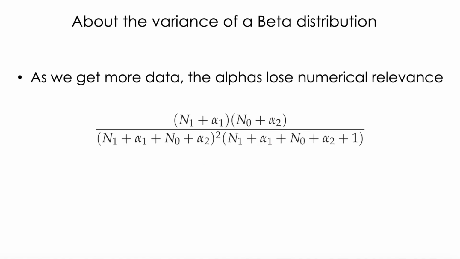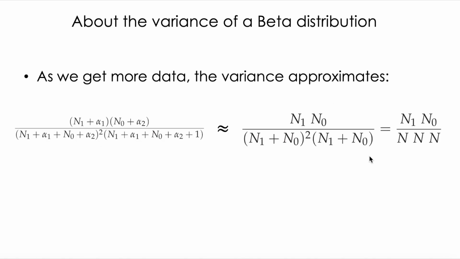So let's say that we start flipping the coin many and many times. We will end up with n's that are way bigger than the initial hyperparameters alphas, meaning that they will govern the final result and the alphas will start losing numerical relevance compared to the n's. So we will end up in something like this, like what we have here. And this is kind of like the approximation of the final result. We have n1 times n0, and here we have n to the power of 3. Remember that n1 plus n0 is exactly n, the total number of flips.